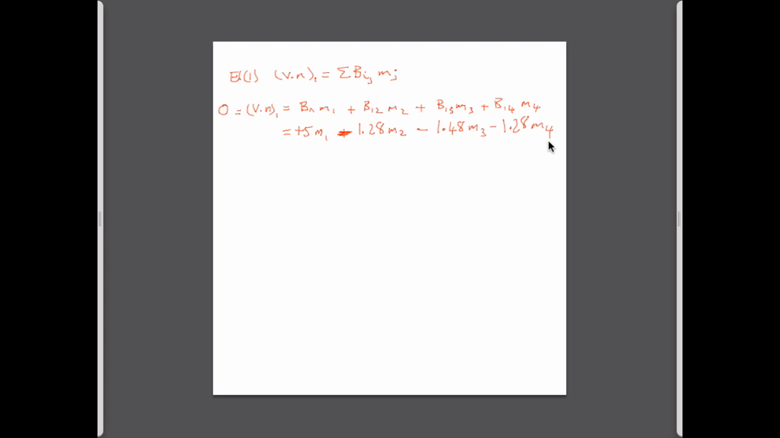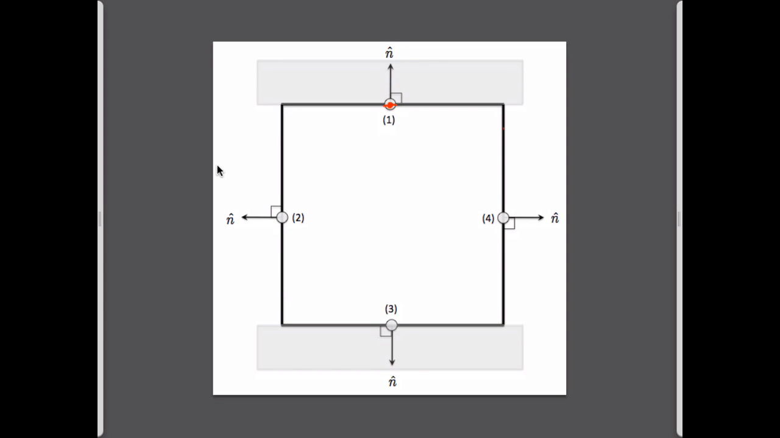Times M4. And we know that equals 0. Okay. Next equation. What we're going to do? We're going to want to solve for the behavior here. This is prescribed as a head. Head is equal to 1 on this boundary.